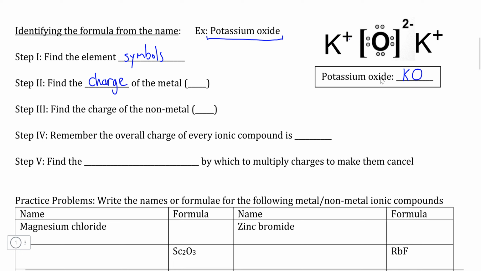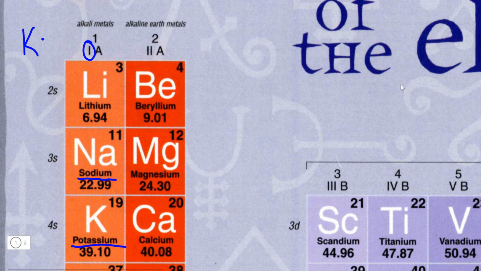Now, the next thing that we need to do is we need to find what kind of ions each of the metal and nonmetal is going to form, and we can do this by looking at the periodic table. So potassium is in group number 1, which means that potassium is going to have one valence electron.